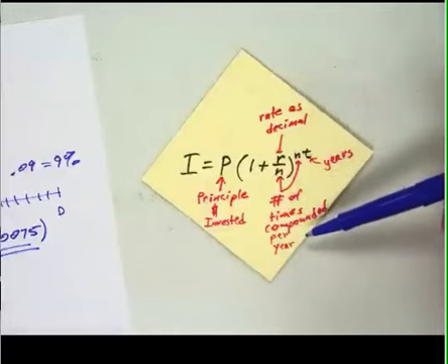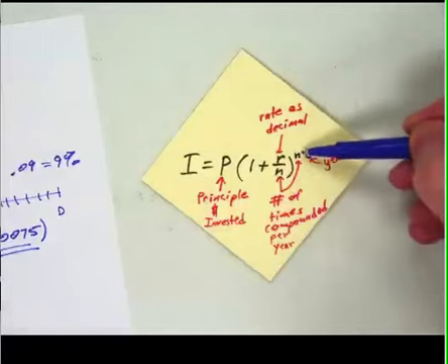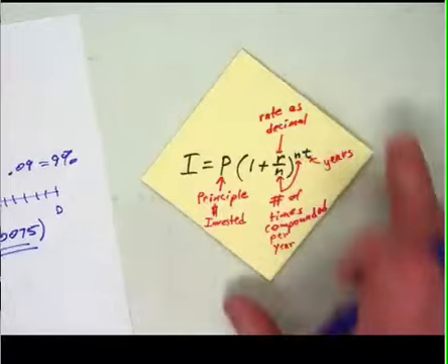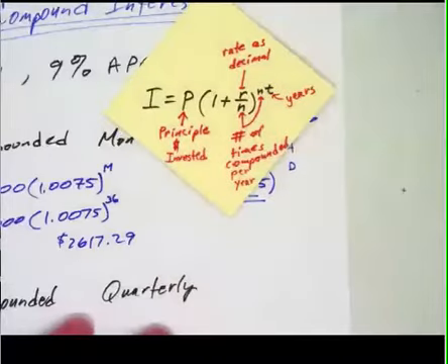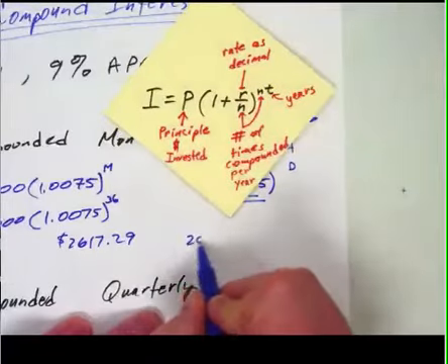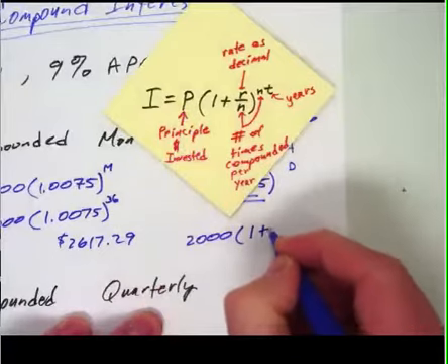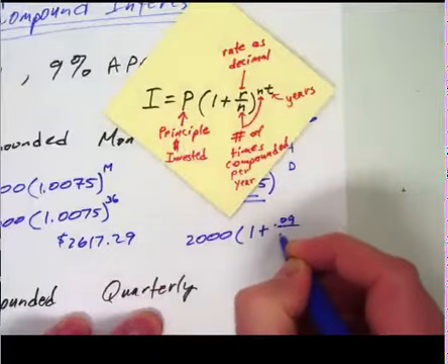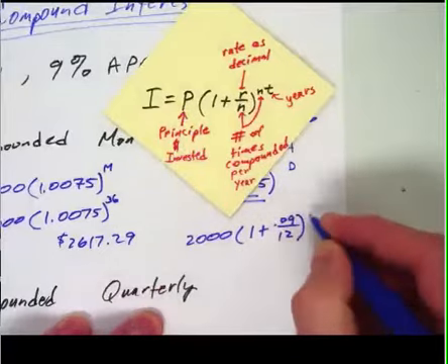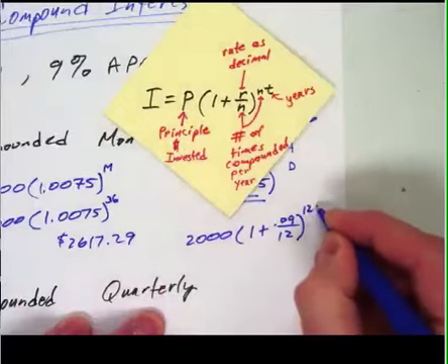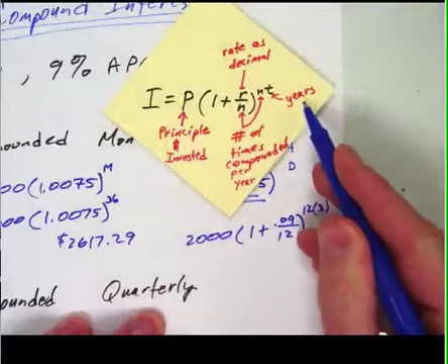So if it's monthly, it's divide by 12. Quarterly, divide by 4. Then you're going to use that same number, the 12 or the 4 or whatever, times the number of years, and that's how you calculate your power. So if we wanted to do this same example using the equation, I would simply write down 2,000, and then I would write 1 plus 0.09 divided by 12 goes right there, and then to the 12 power times 3, because that's the number of years.